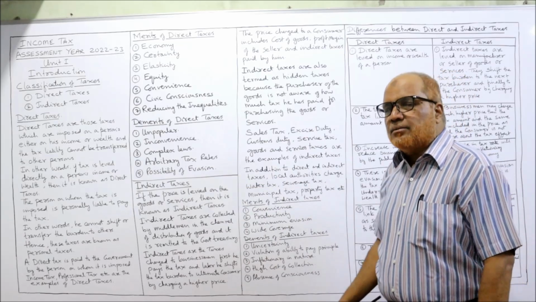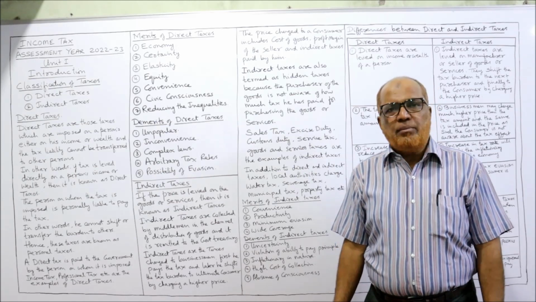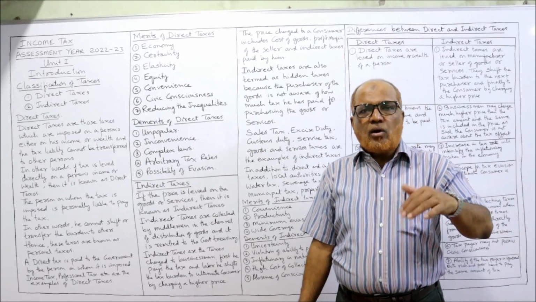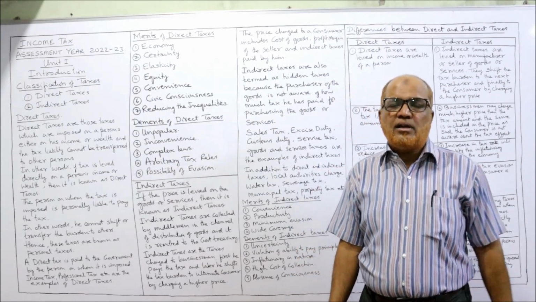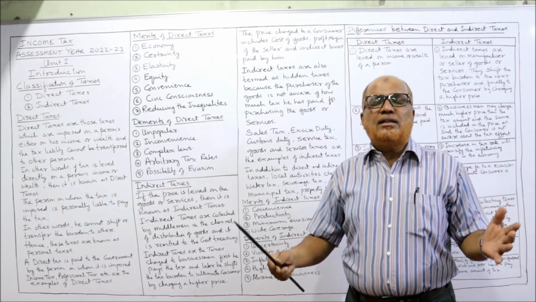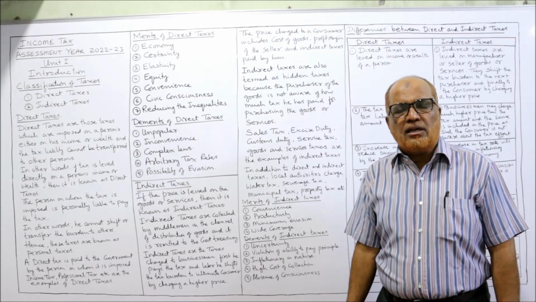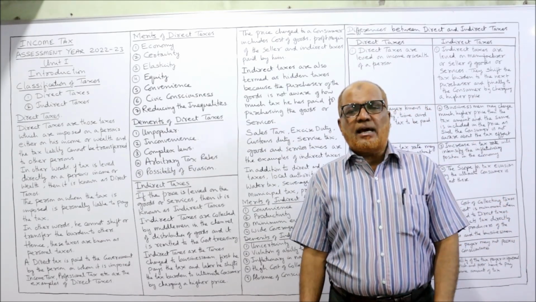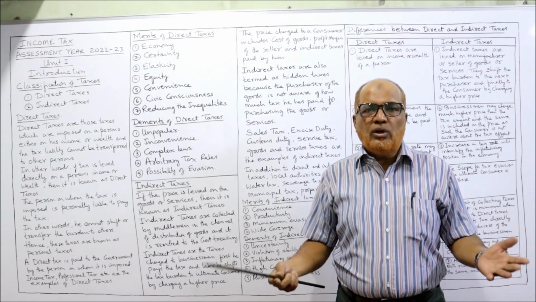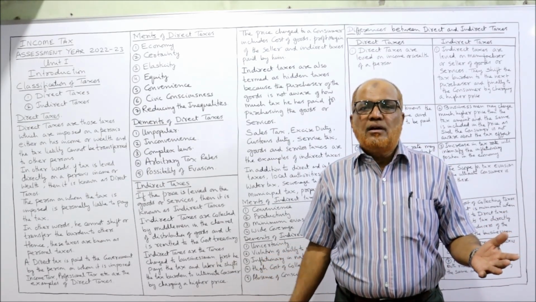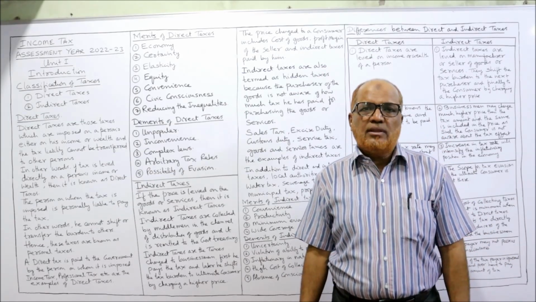Next is elasticity. Elasticity means the taxes can be increased or decreased. By increasing or decreasing the rate of tax, the direct taxes will increase or decrease. If the government sees that the income of the people and the standard of living are increasing, it may increase the tax rate. Similarly, if the government sees that income has diminished due to inflation or other factors, the law will reduce the tax rate.